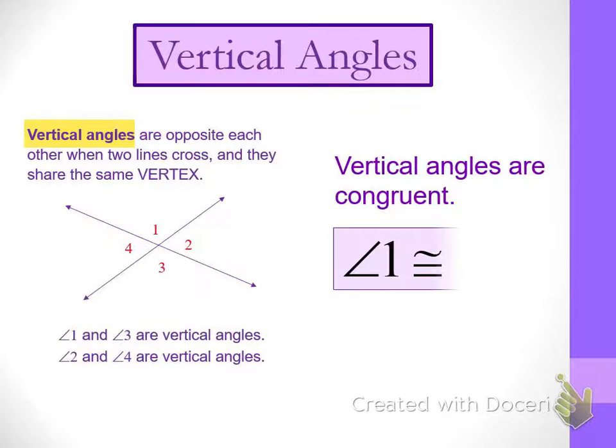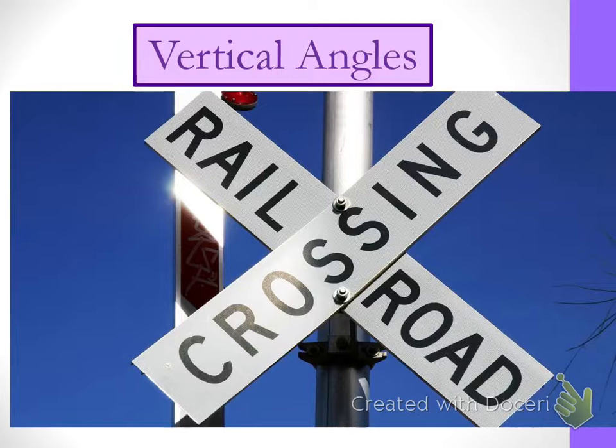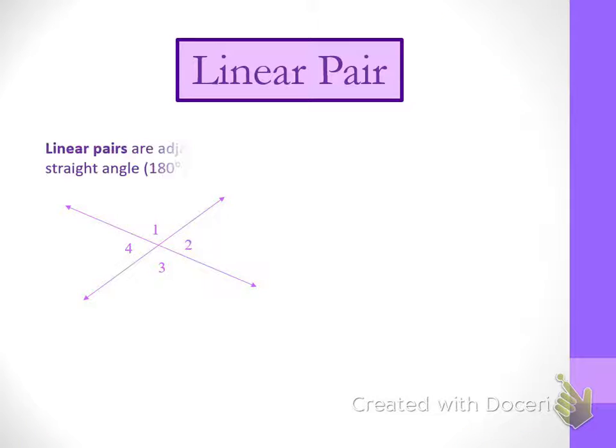The last word we learn is a linear pair. Oh, here it is in real life. A railroad crossing sign. The angles that are opposite are still congruent. I'm not going to write what's on the screen. Here's what you are going to write. A linear pair is adjacent and supplementary. So adjacent means they share the same wall and vertex, and then supplementary means they add up to 180.